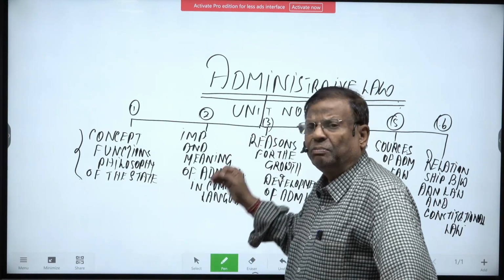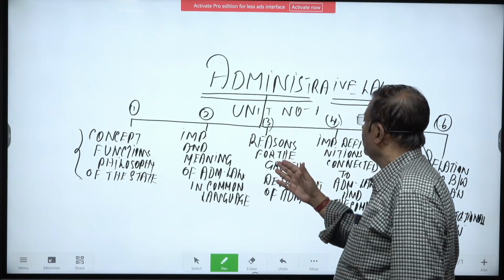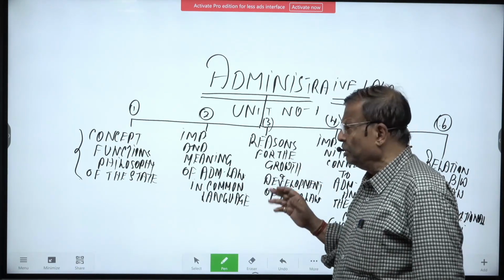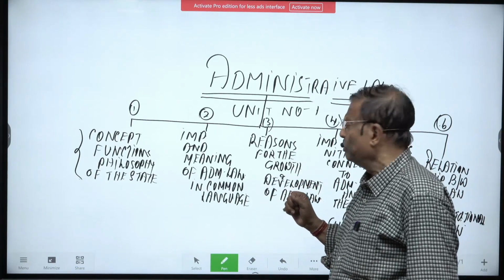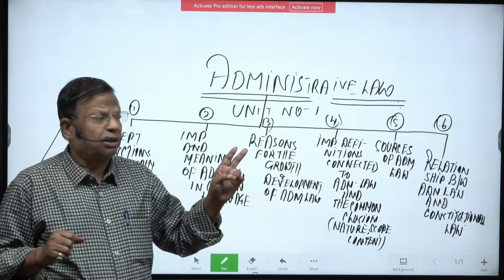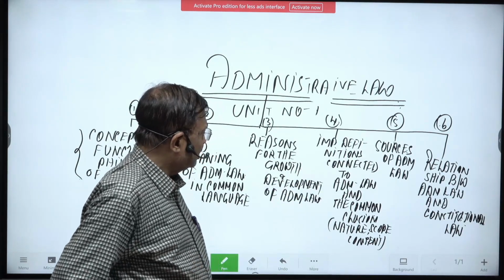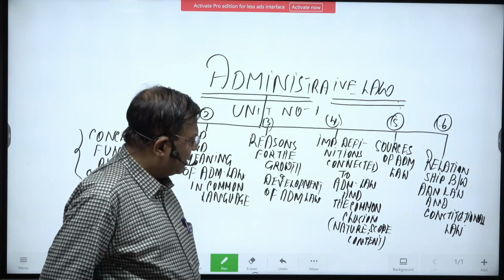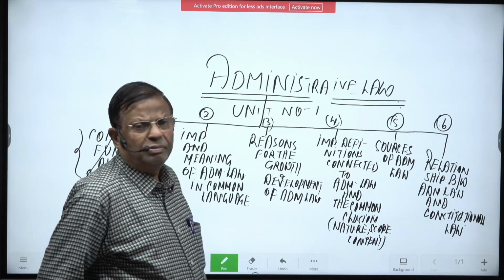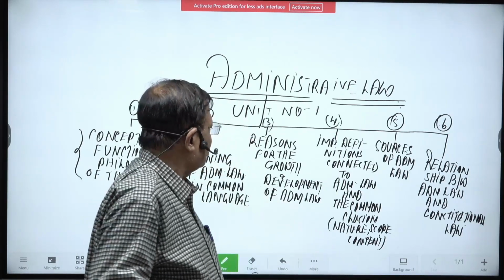This is followed by item number 3: reasons for the growth and development of administrative law. The fourth item under the unit is important definitions connected to administrative law and the common conclusion, the nature, scope and content of administrative law.